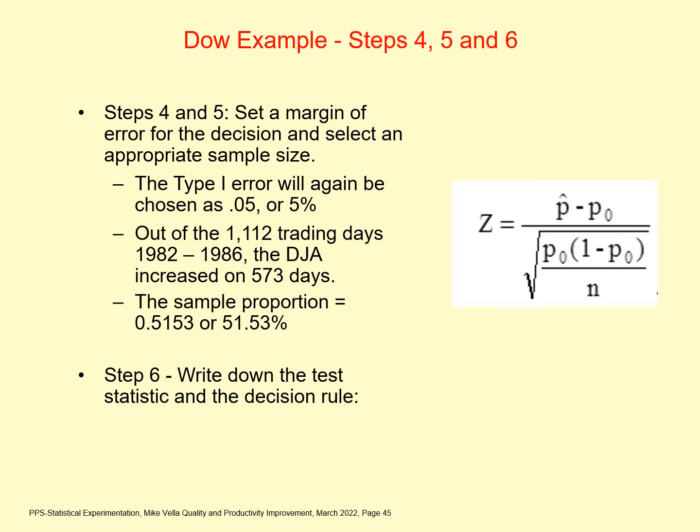So steps 4, 5, and 6 in our Dow example. Step 4 is where we're going to set a margin of error for this decision and select an appropriate sample size. The type 1 error that we're going to select here is 5%. Now, out of the 1,112 trading days between 1982 and 1986, the Dow Jones average increased on 573 days. Therefore, the sample proportion is 0.5153 or 51.53%. We're going to write down this test statistic and the decision rule. And on the right, you'll see our Z calculation that we're going to use.